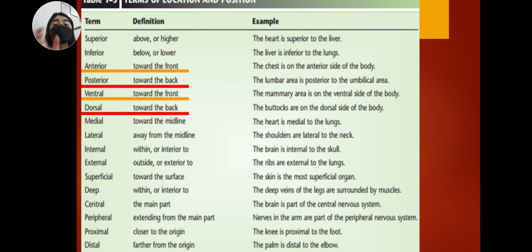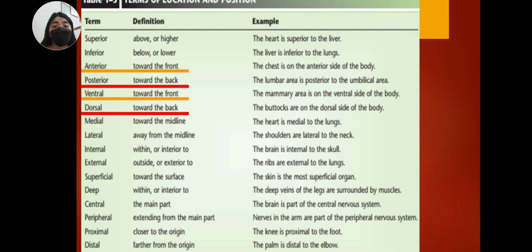We have superior, above or higher; inferior, below or lower; anterior, toward the front; posterior, toward the back. It is the same as dorsal, okay? Ventral, toward the front. For the highlighted terminology, it is the same: anterior and ventral are the same, toward the front. Posterior and dorsal are the same, toward the back. Medial, toward the middle or the midline. Lateral, away from the midline.